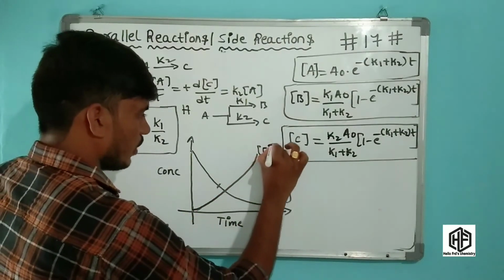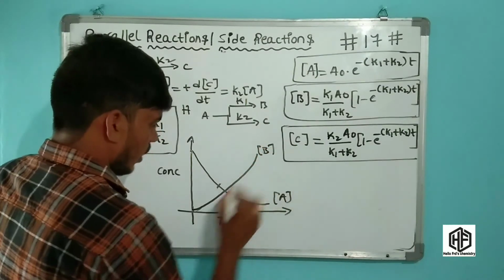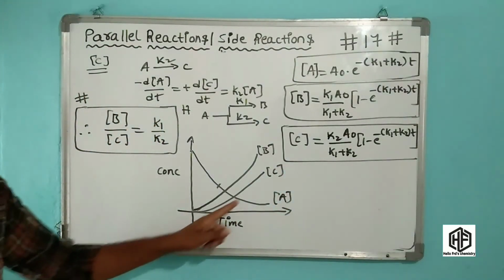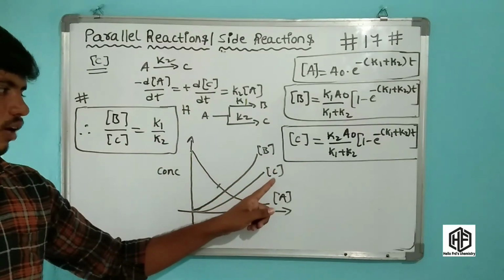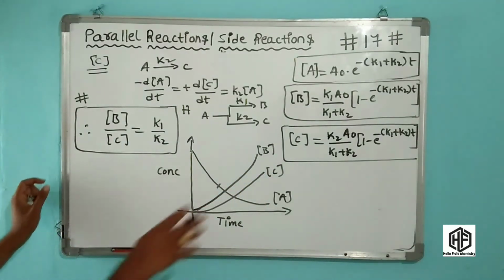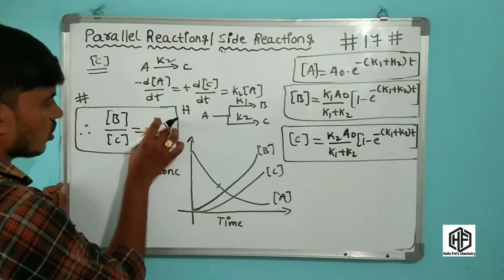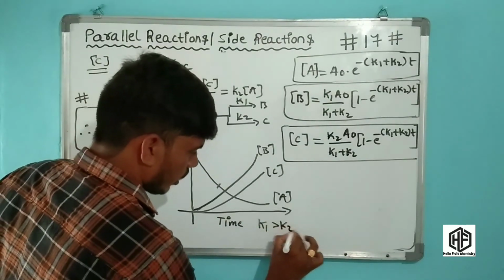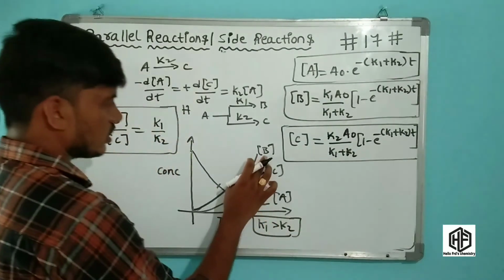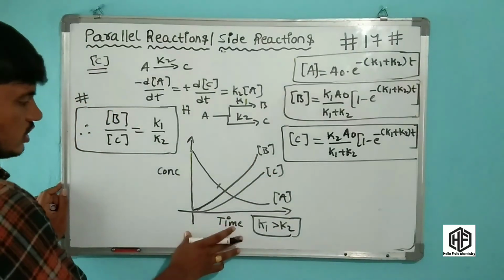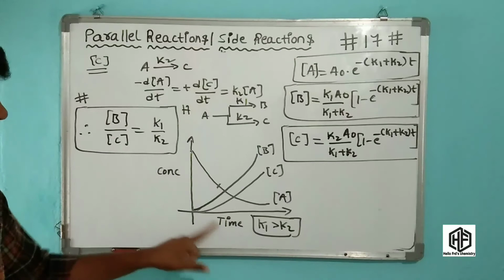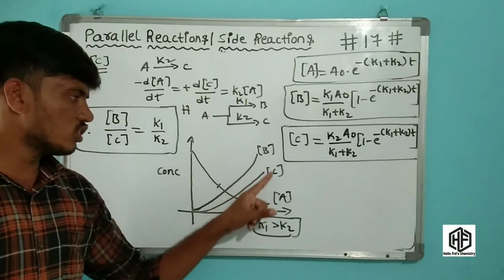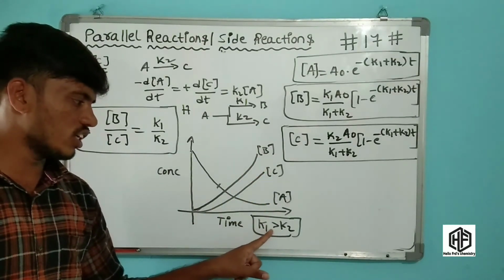This is the concentration of B, and this is the concentration of C. In this graph, I have represented the B concentration compared to the concentration of C. It means these values depend upon the rate constants K1 and K2. In this graph K1 is much greater than K2. Now the graph is like this. This is the concentration of B and this is the concentration of C. This is the graph representation of the parallel reaction, time versus concentration. This is the concentration of A, and this is the concentration of C and B. These two depend upon the values of the rate constants K1 and K2.